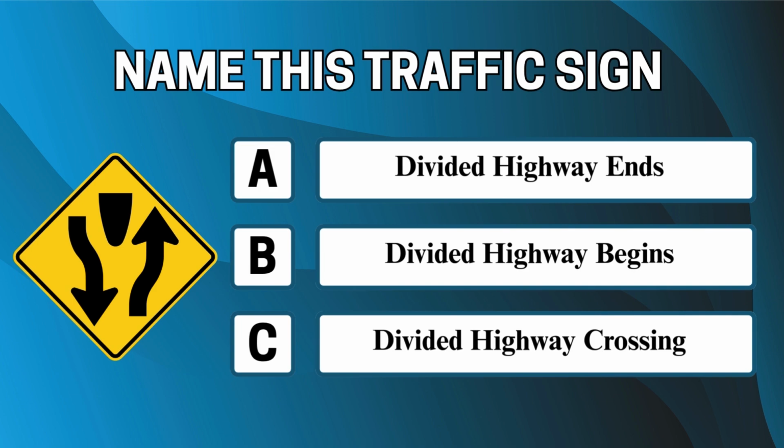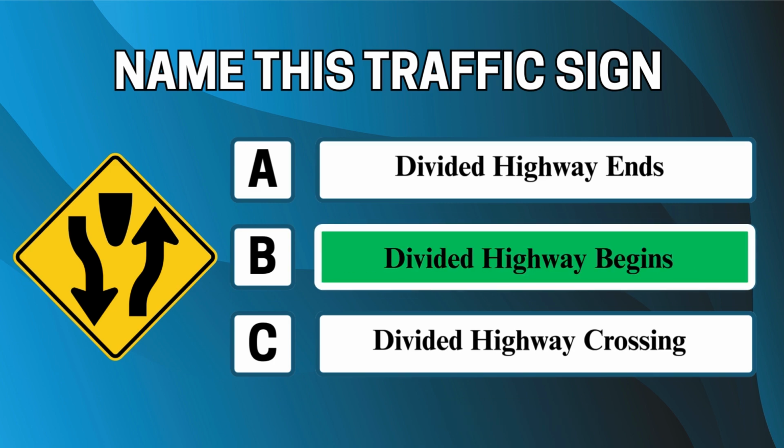Name this traffic sign. A. Divided highway begins. B. Divided highway ends. C. Divided highway crossing. Correct, it is the divided highway begin sign.